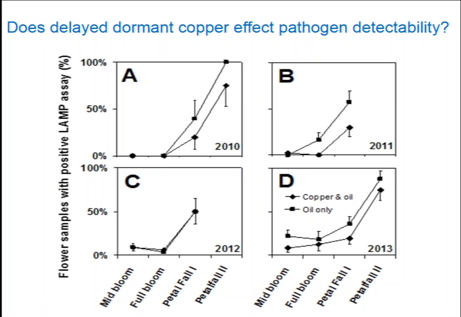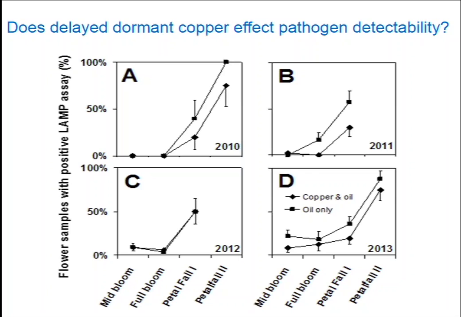And what we found out was that you can see in these 4 boxes, the little diamonds are where we put the copper in with the oil in the delayed dormant, and the little squares are where we only put the oil, so no copper. And you can see that the little diamond lines have a lower amount of positive samples of fire blight DNA in them than where there was no copper treated. So we could show over a period of 4 years that the copper was actually suppressing or reducing the amount of fire blight pathogen in the flowers.